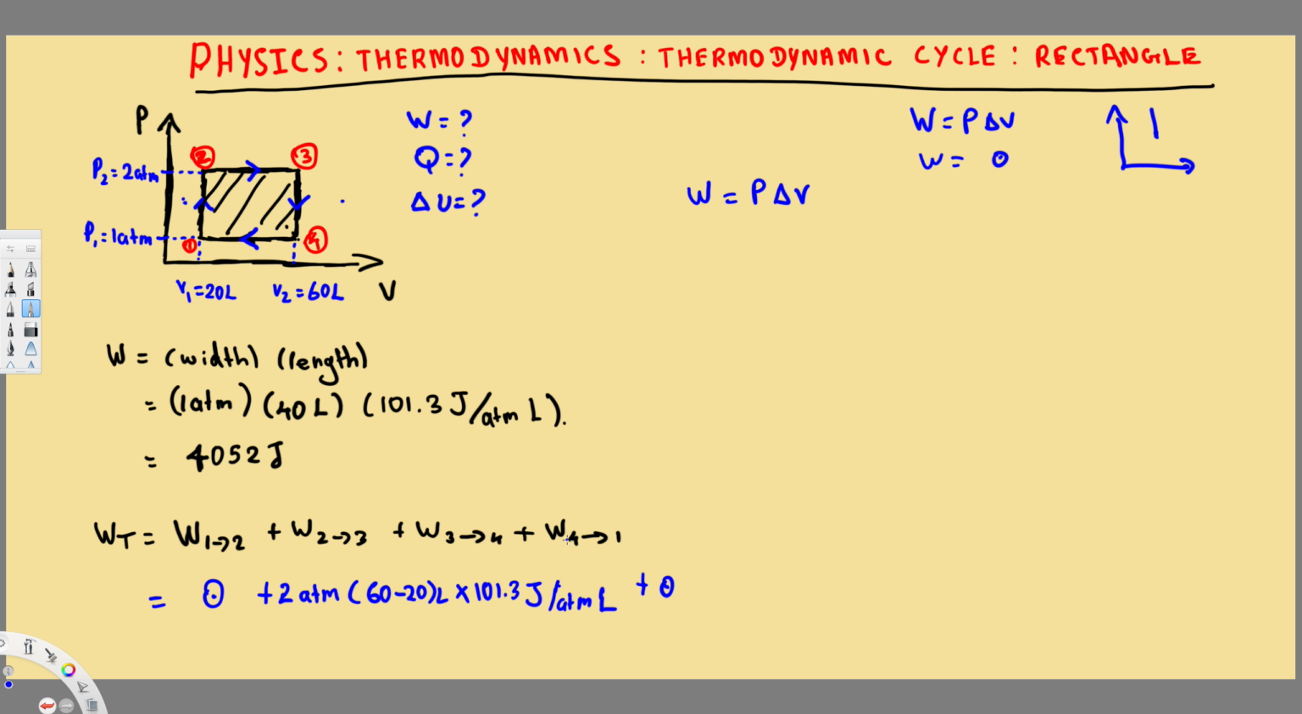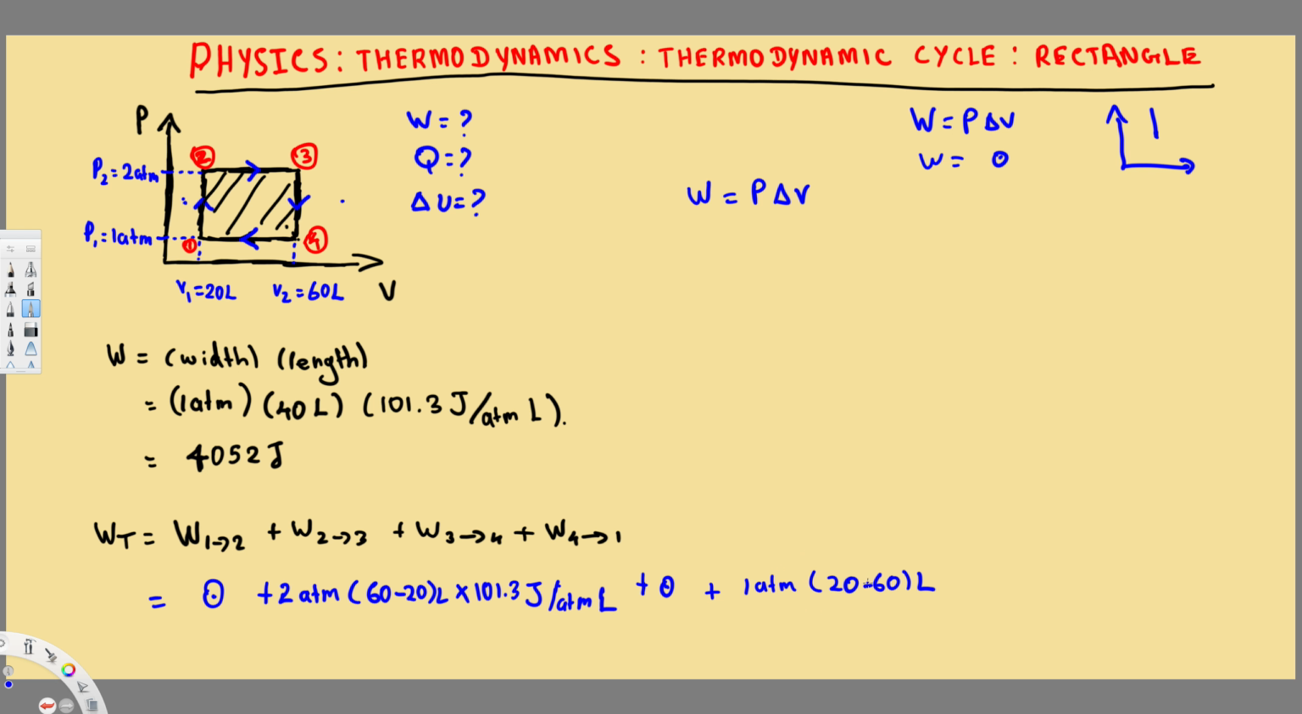And then 4 to 1, again we have an isobaric process, we can use P delta V. So P at 4 to 1 is 1 atm, so this is going to be 1 atm, and delta V is going to be final minus initial. So here it's going from 4 to 1, right? If it's going from 4 to 1, it's going to be 20 minus 60, because 20 is the final volume, right? 20 minus 60 liter.